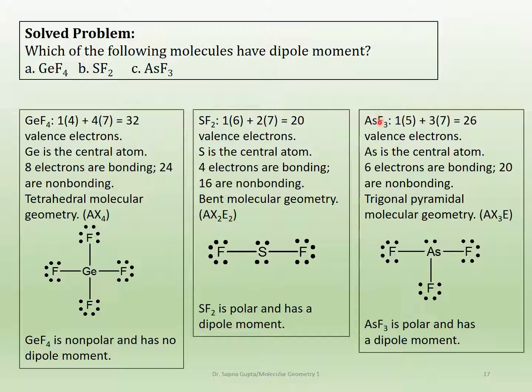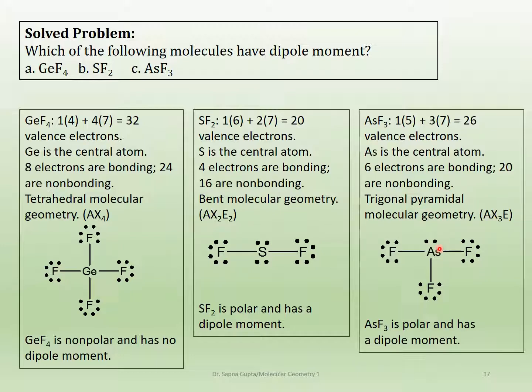So let's look at AsF3, arsenic trifluoride. Draw the Lewis structure. Once you have the Lewis structure drawn out, then you count the electron groups. You figure out the molecular geometry: 1, 2, 3, 4. It should be tetrahedral, and once it's tetrahedral and it has only one non-bonding electron pair, it means that the shape is going to be trigonal pyramidal.